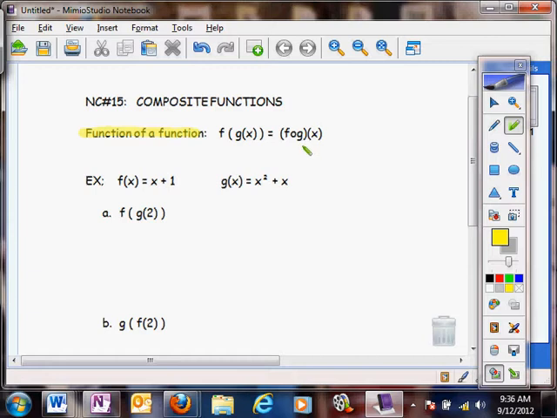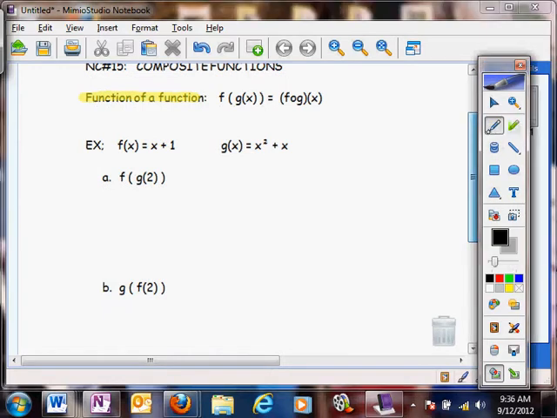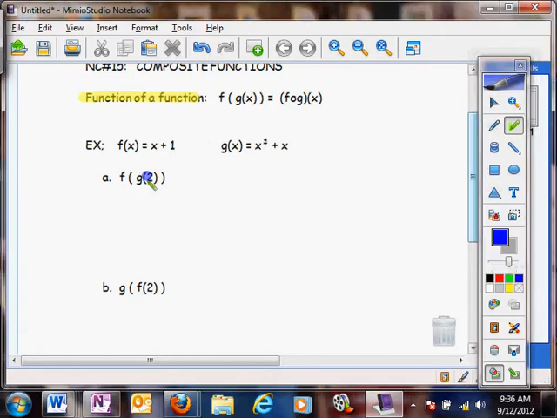Okay? And it can be a little tricky, but I can make it easier for you if you follow these steps. Let's look at this first example. First of all, we have that f of x is x plus 1 and g of x is x squared plus x. What you want to do is work from the inside out. So the inside here is saying g of 2. Well, let's find g of 2.